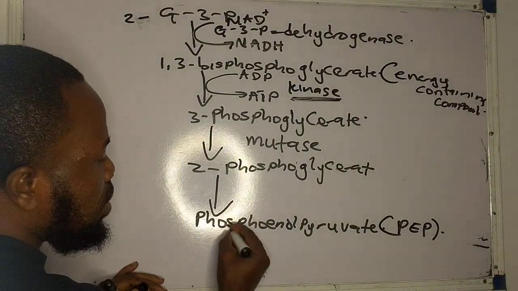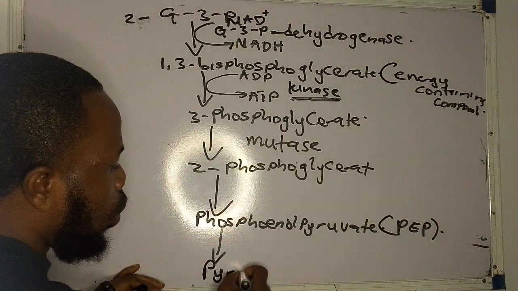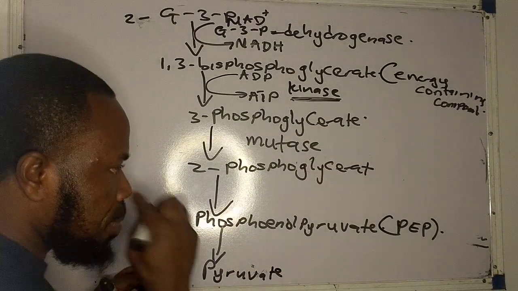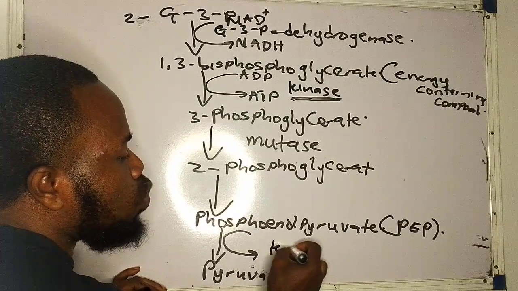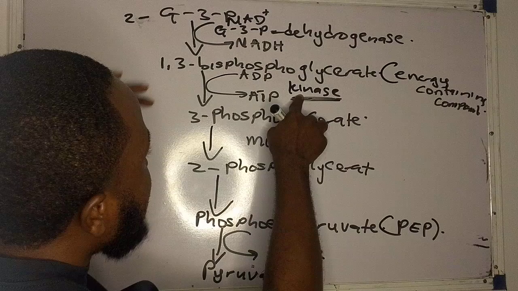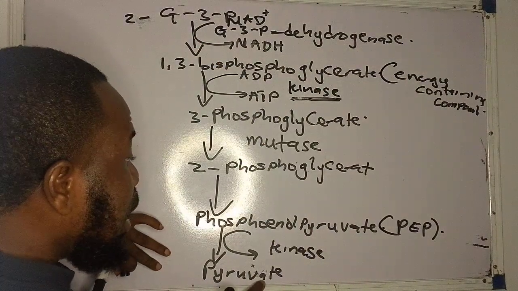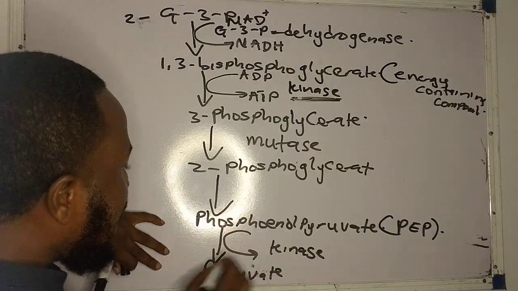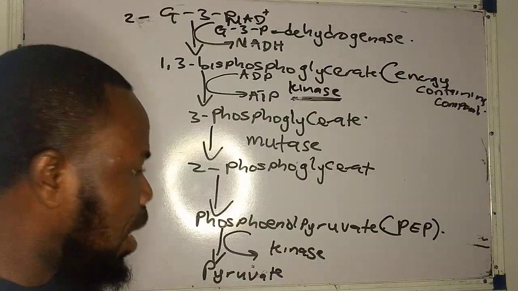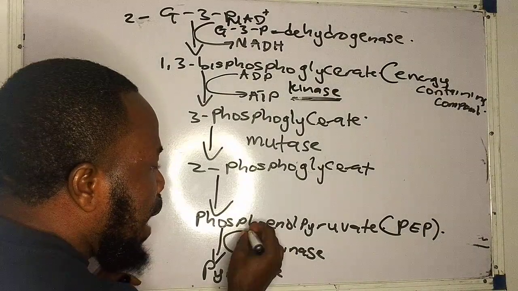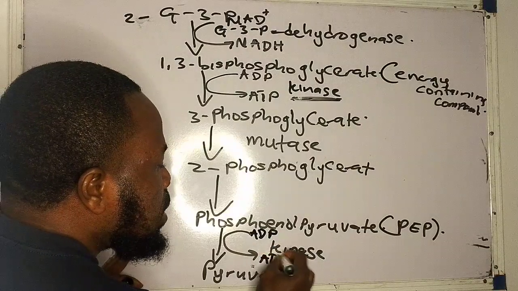Then from this place we now have the pyruvate or the pyruvic acid. And this reaction is being catalyzed by a kinase again, known as pyruvate kinase. Why this one is catalyzed by 3-phosphoglycerate kinase, this one is catalyzed by pyruvate kinase. Now this is the third regulatory step in glycolysis and is catalyzed by pyruvate kinase. In this step, ADP is converted to ATP.